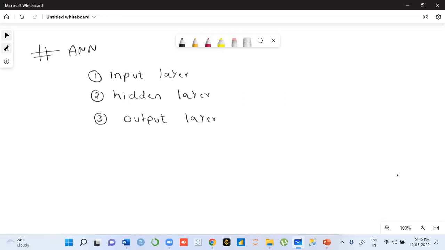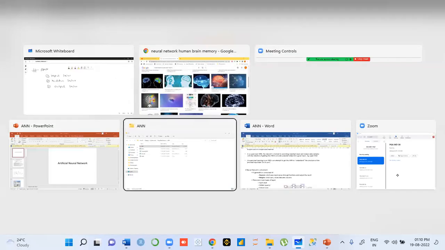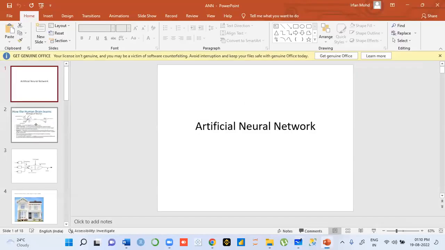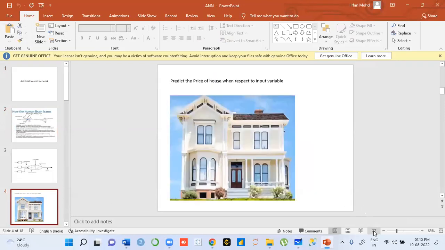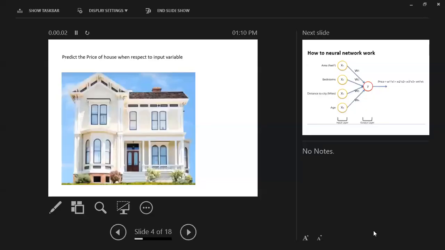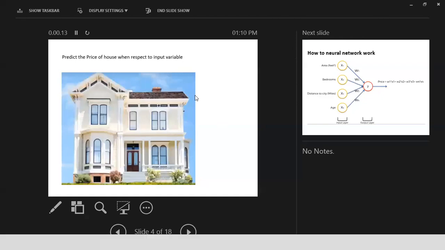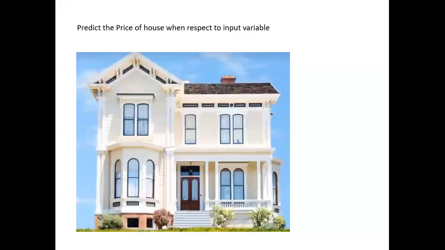Let's take a small example, guys. I'll convert the neurons into diagram format also. This is an objective which we have. Now, looking at this objective, you tell me, everyone, what should be your input data? Predict the price of the house with respect to input variables. You decide what should be the input variables if you're going to purchase a new house.